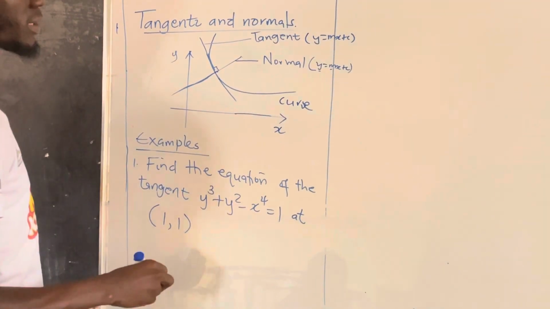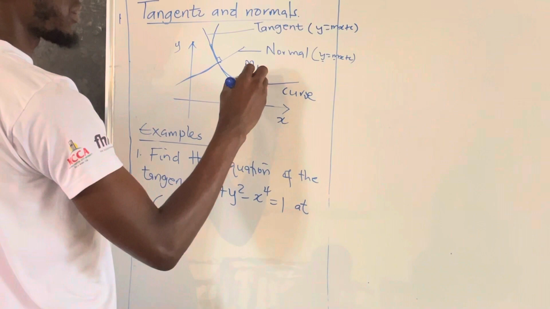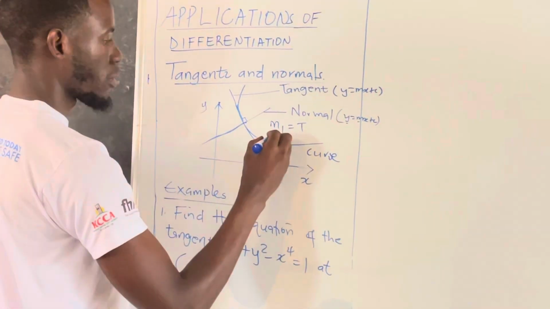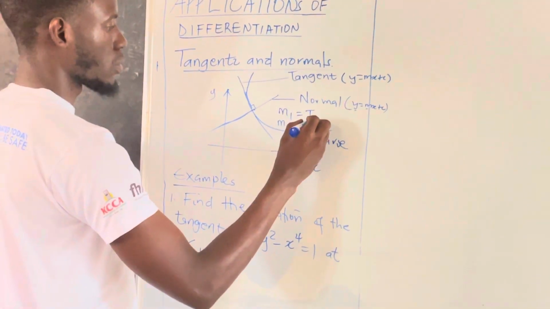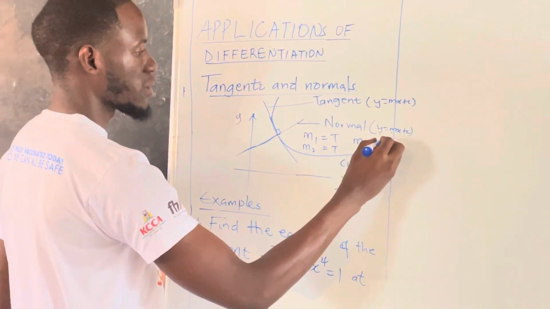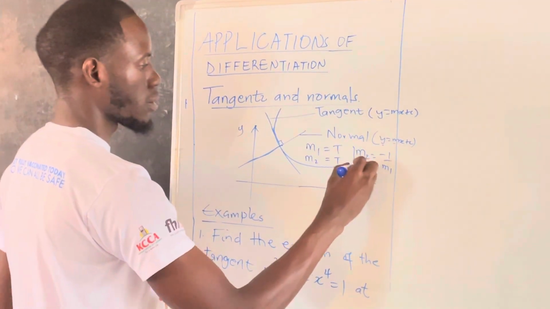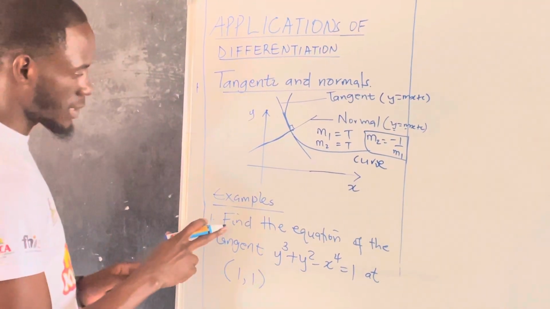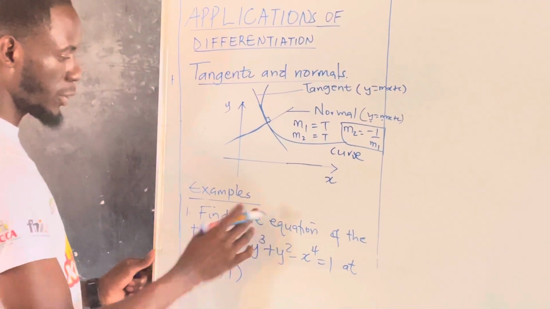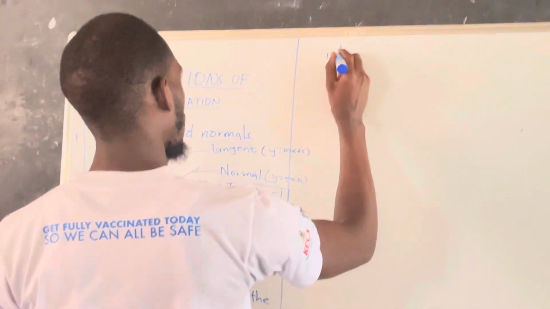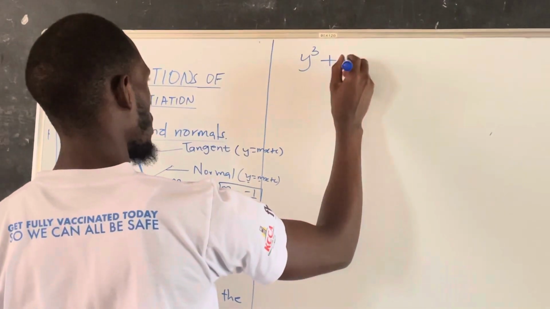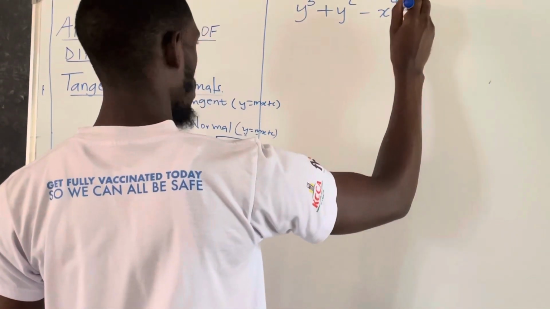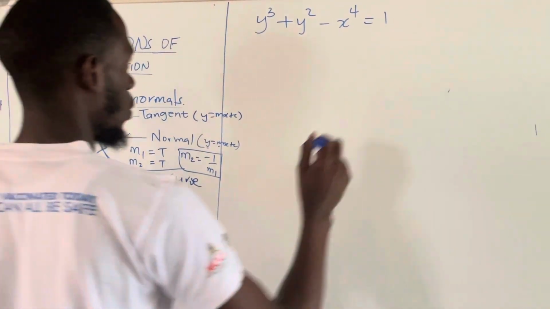But you should remember that if the gradient of the tangent is m1, the gradient of the normal is going to be m2, which is the negative reciprocal of m1, because they are perpendicular lines. Now, we have an example. Find the equation of the tangent to y cubed plus y squared minus x to the power 4 equal to 1 at (1, 1).